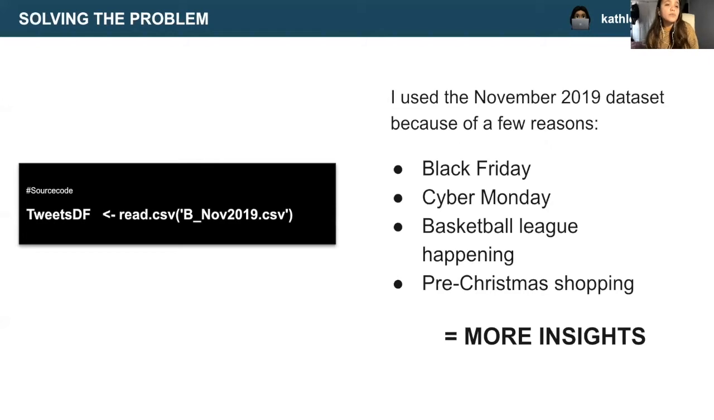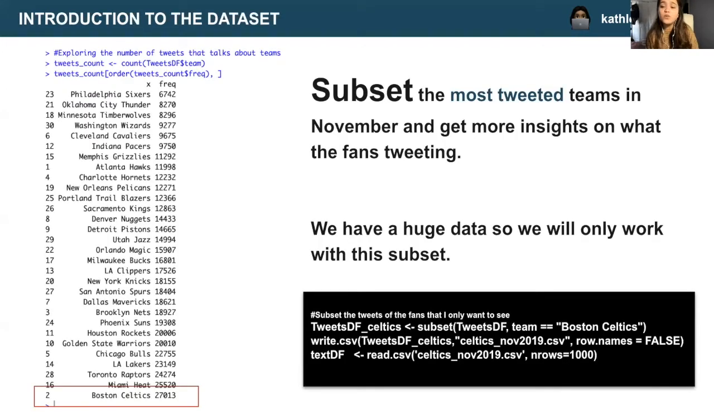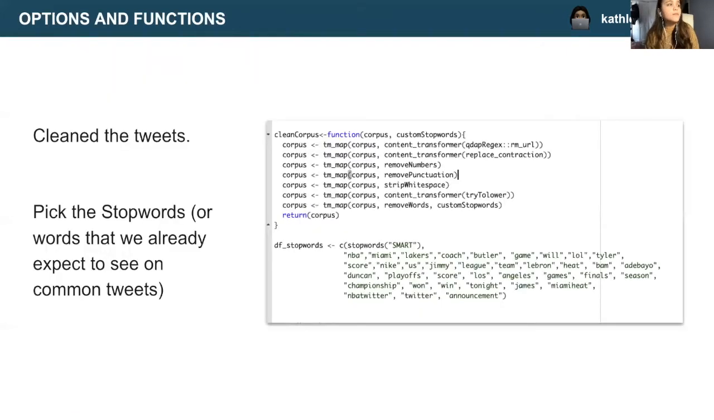I used a November 2019 dataset because of a few reasons: Black Friday, Cyber Monday, the basketball league happening, and pre-Christmas shopping, which means more insights for us, especially for our sales and marketing departments. We are dealing with a huge dataset for this project. I took a subset of the most tweeted teams in November and used that sample to get more insights on what the fans are tweeting.